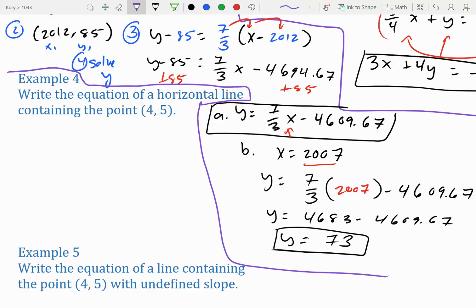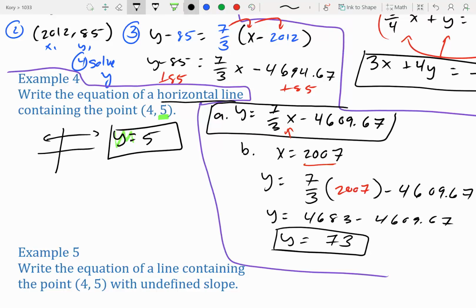Alright, example 4. Write an equation of a horizontal line containing the point 4,5. Now, if it asks for a horizontal or vertical or undefined line, there's a trick to what you can do. You can do all the 5 steps if you forget, but it's easier just to memorize what is a horizontal line, what does undefined slope mean, what is a vertical line. So a horizontal line looks like this. It crosses the y-axis, so that's y equals. In the point, what does y equal? 5. So the equation is y equals 5. Yep, it's just that easy.